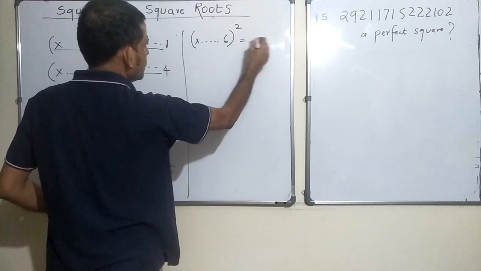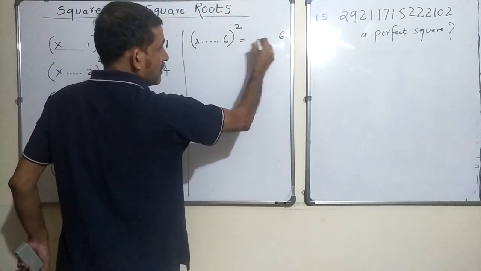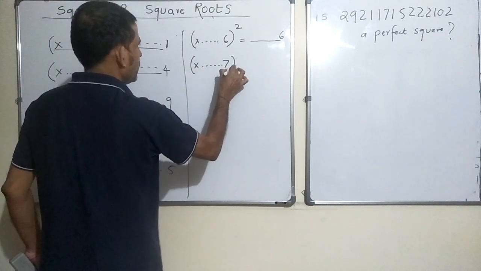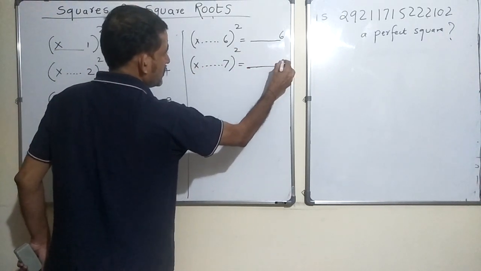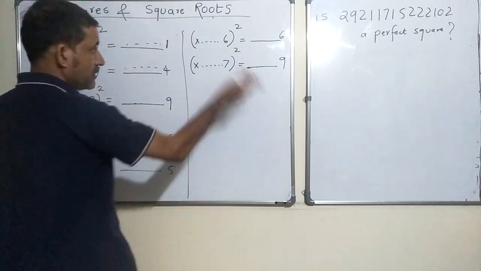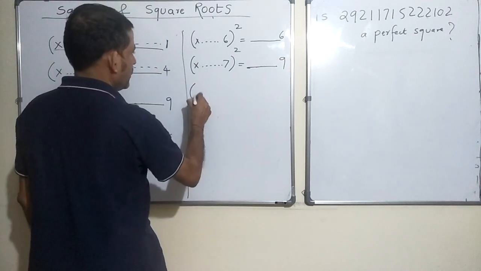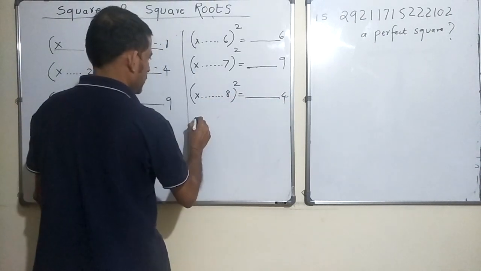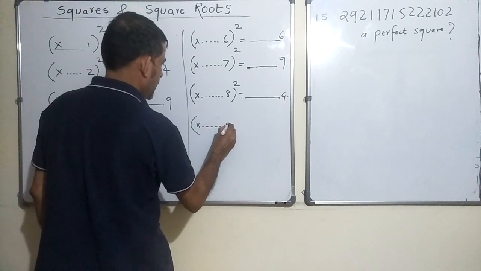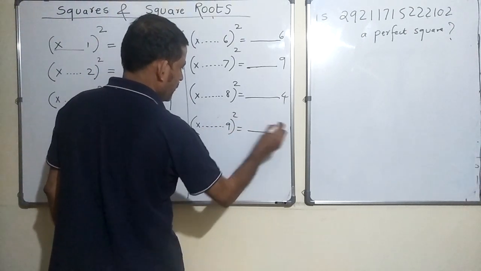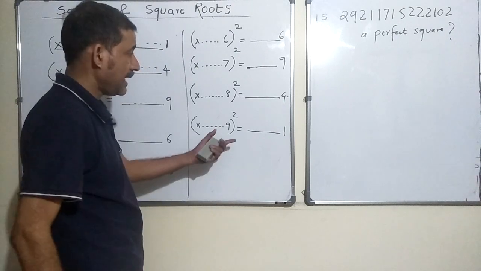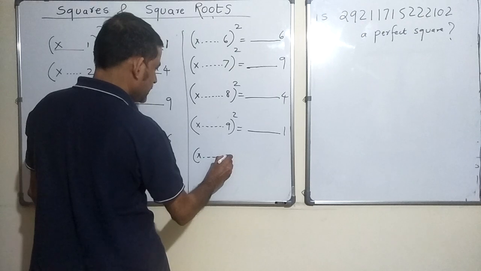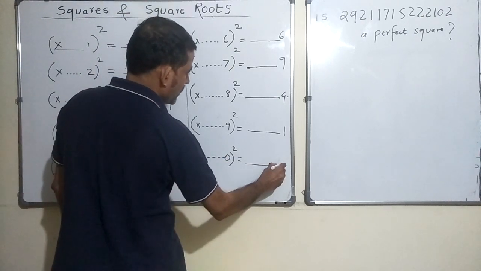Last digit is 6, 6 6s are 36, 3 gets carried over, 6 remains. Okay. 7 square, 7 7s are 49, 9 remains, 4 gets carried over. Okay. 8 8s are 64, 4 remains. 9 9s are 81, 1 remains, 8 gets carried over. And similarly, if it is 0 here, it will be a 0.